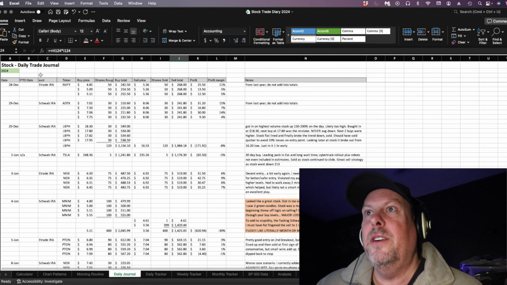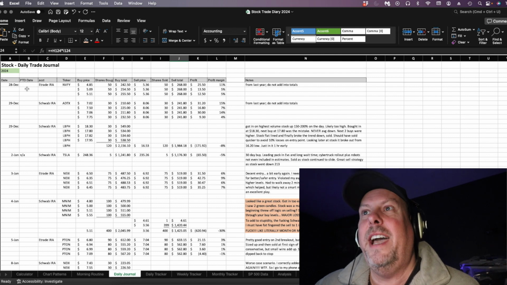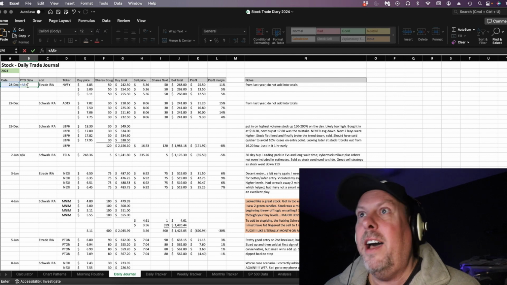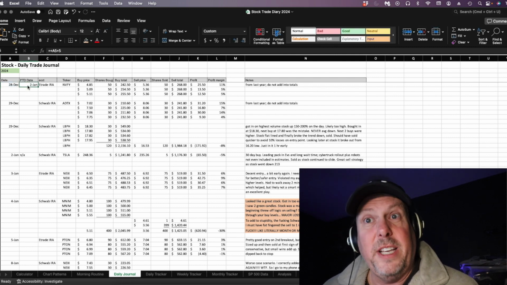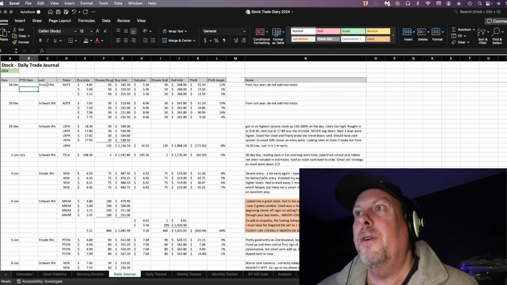So what you can see here is you have the date. I have a PDT date, so I'm under PDT, pattern day trader, so I have to keep track of that. What I do here is just add this +5, so I know I have to hold till the 2nd of January, and then after that, that frees up that trade for that brokerage.